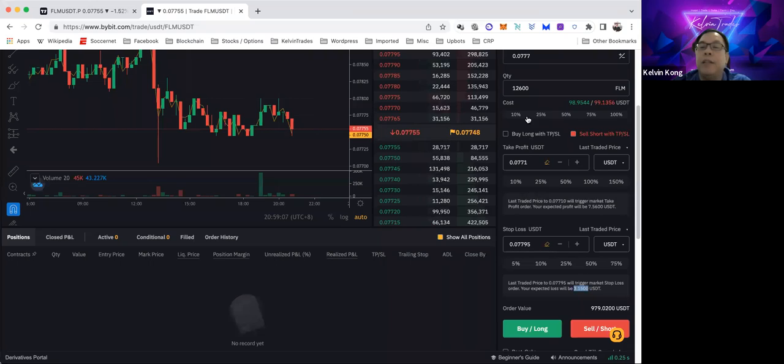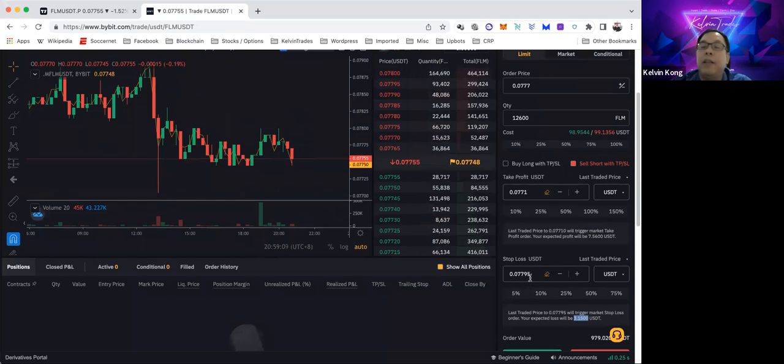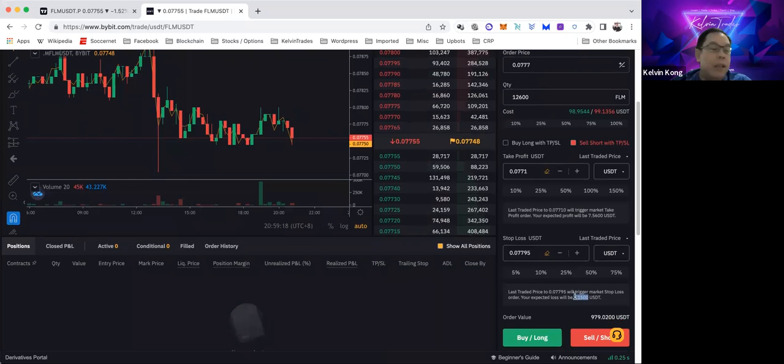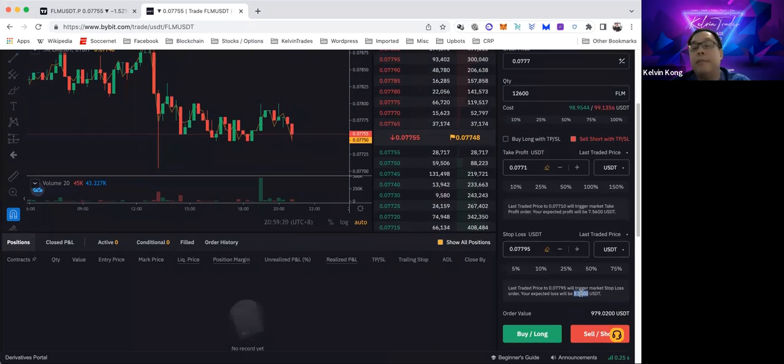These prices, this entry point, this stop loss. So let's say your account has $1,000, that means each trade you can't risk more than $50. Based on this setup now, I'm only risking $3.15, which is very far away from my $50, right?